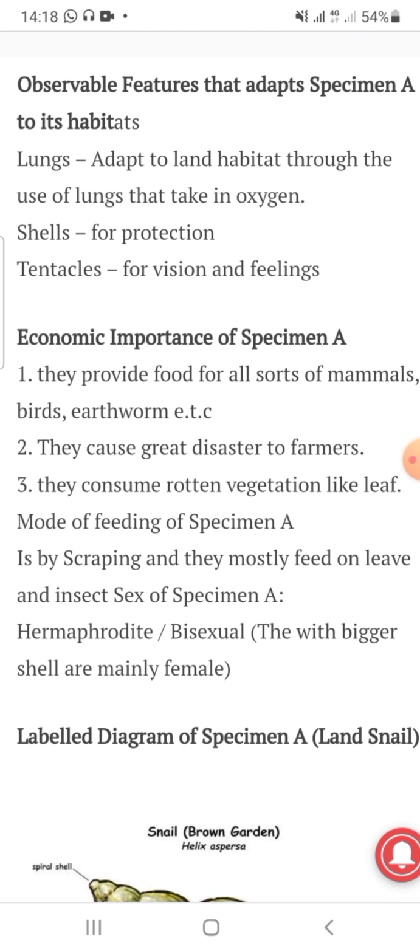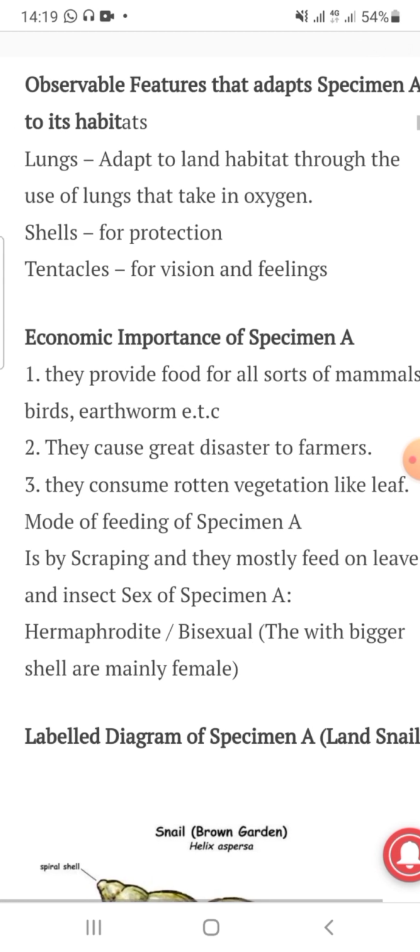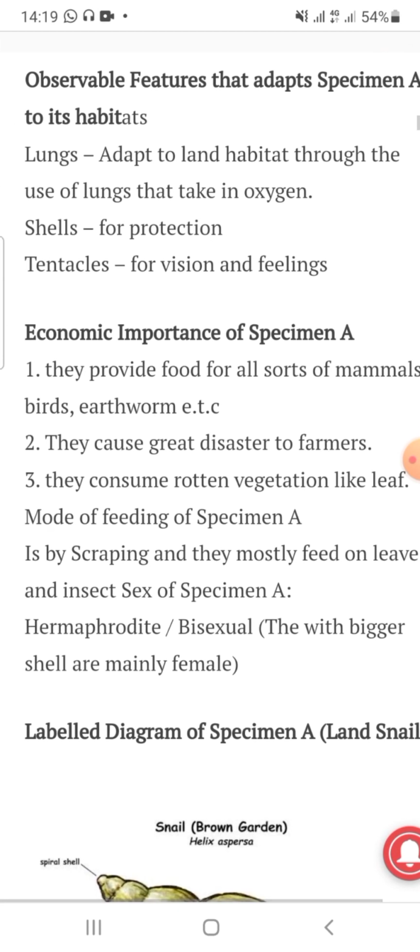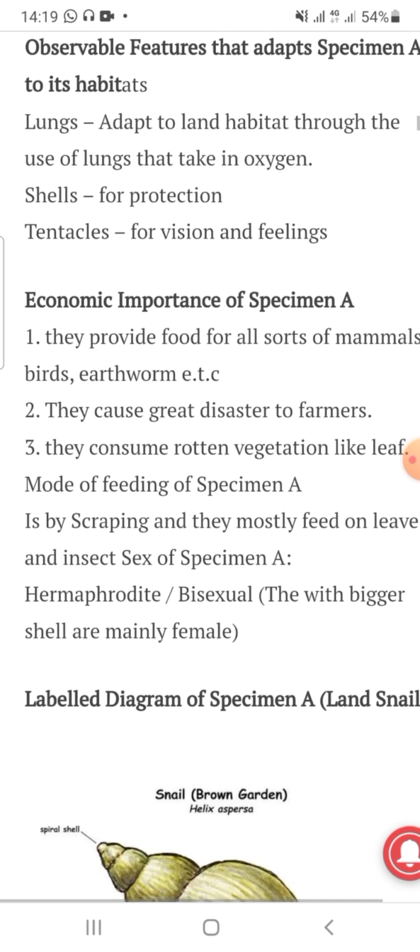Let's look at the economic importance of specimen A. Number one, they provide food for all sorts of mammals, birds, earthworm, etc. Number two, they cause great disaster to farmers. Number three, they consume rotting vegetations, leaves.